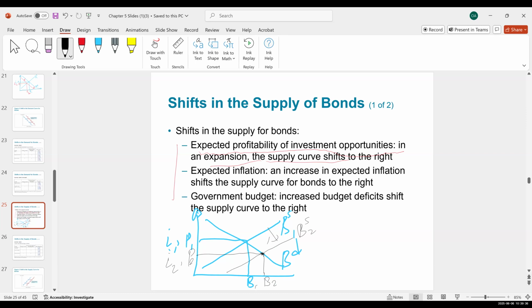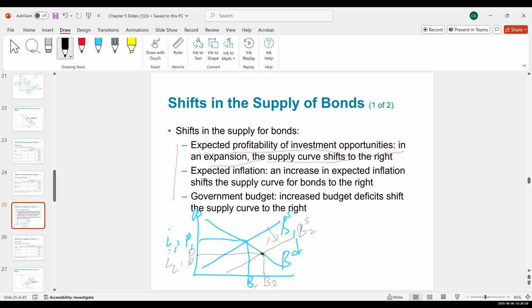If we expect profitability of investment in the economy in a recession to fall, no company wants to expand when they're expecting lower profitability. So companies would actually downsize instead. That means they would issue fewer corporate bonds. So the supply of bonds in that case will shift to the what? Overall will shift to the left. Okay, so that's point number one.